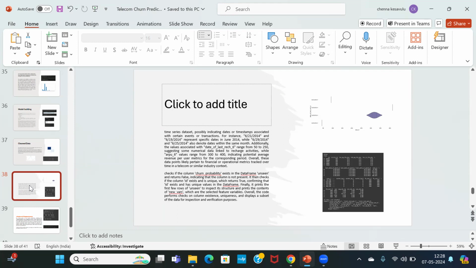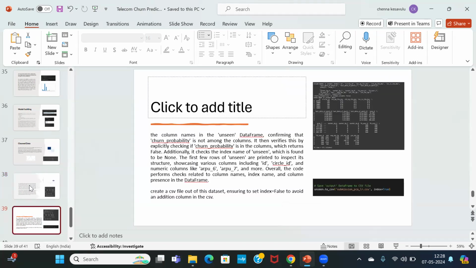It checks if the column churn probability is in the data frame unseen and returns false, indicating the column is not present at the checks. It displays a subset of the data for inspection or verification purposes. Next. The column names in the unseen data frame confirm that churn probability is not among the columns. It then verifies this by explicitly checking for churn probability in the columns, which returns false. Additionally, it checks the index name of unseen, which is found to be none. The first few rows of unseen are printed to inspect its numeric columns. Overall, the code performs checks related to the column names, index name, and column presence in the data frame.